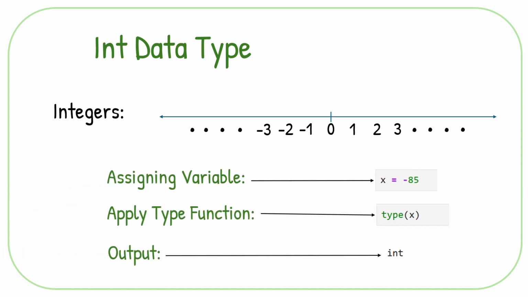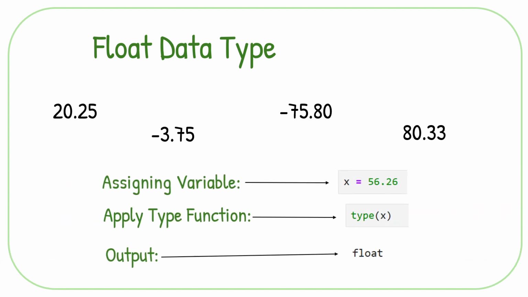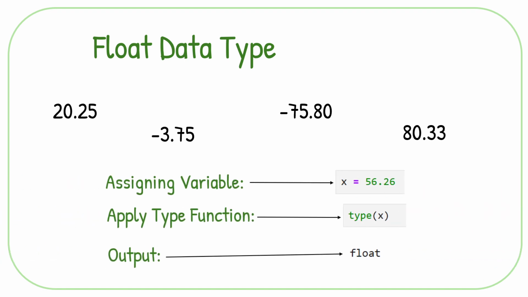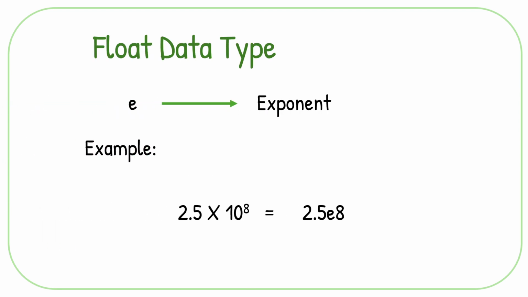A float data type represents floating point numbers. It means a number that contains decimal points. If we store a float number into a variable x, then we call x a float type variable. Floating point numbers are also written in scientific notation, where we use e to represent the power of 10. For example, 2.5 times 10 to the power 8 is written as 2.5e8. Here e is called the exponent, or exponent notation we can say. Such numbers are treated as floating point numbers.